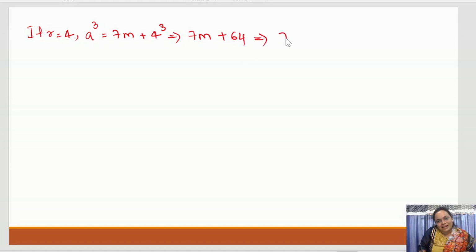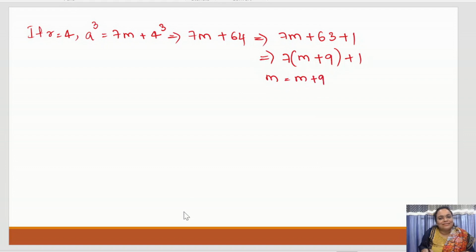64 can be written as 7m plus 63 plus 1. If you take 7 common, this will be m plus 9. Yes, 9 7s are 63 plus 1. Now you can take m equal to m plus 9. Okay, so this is in the form of 7m plus 1.